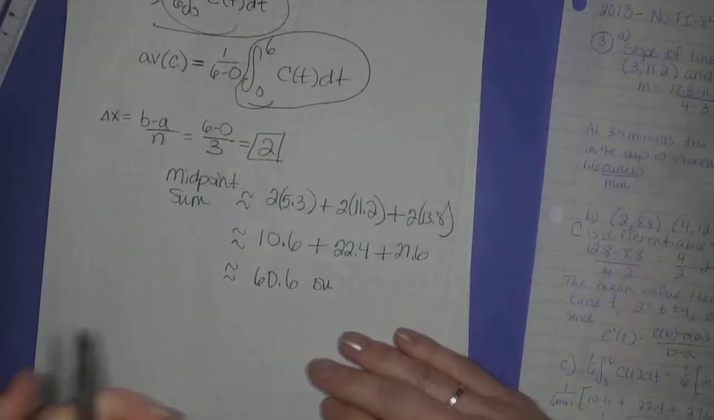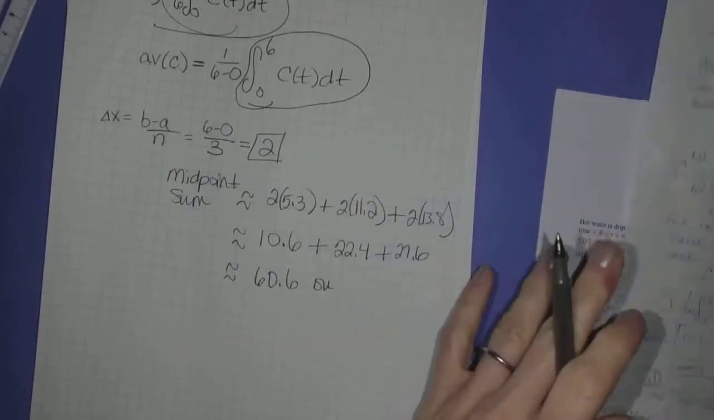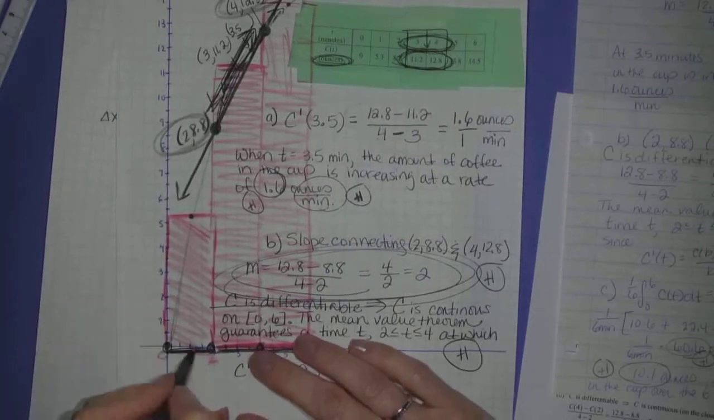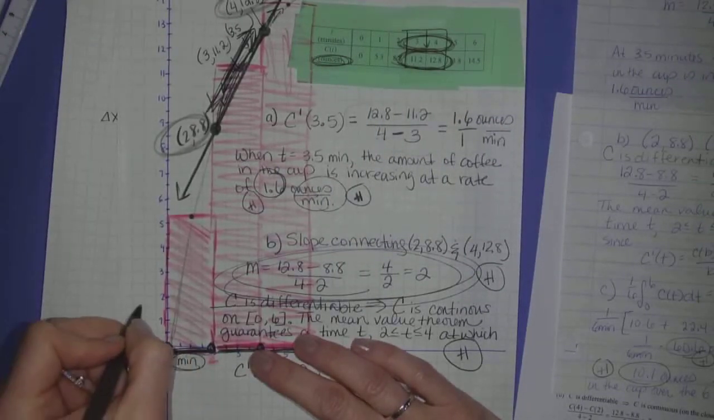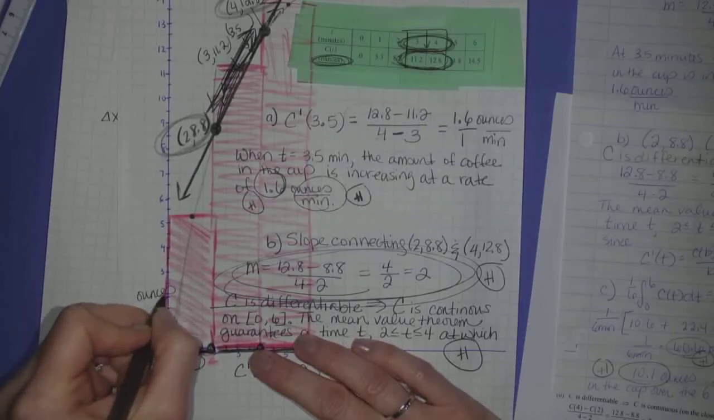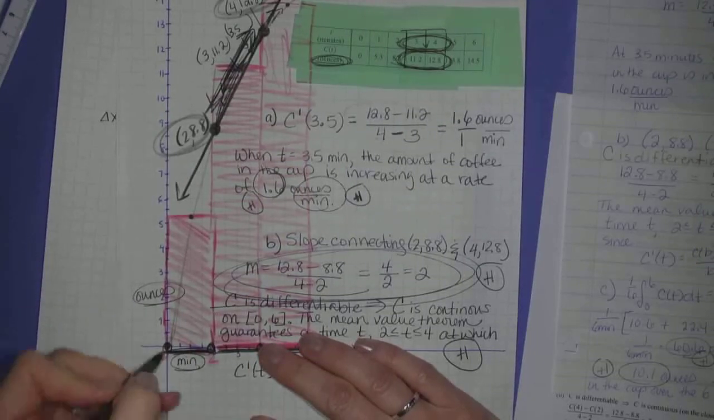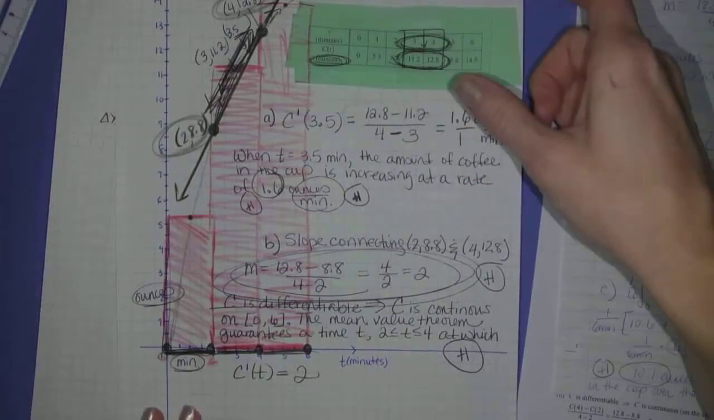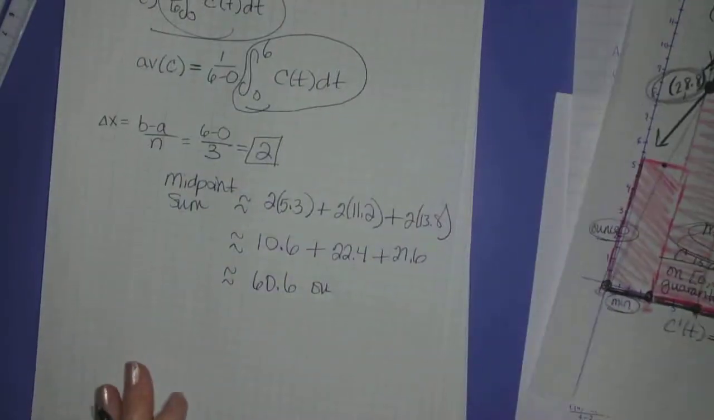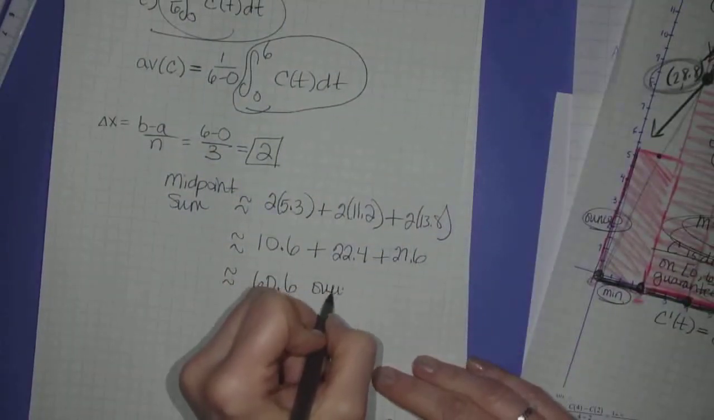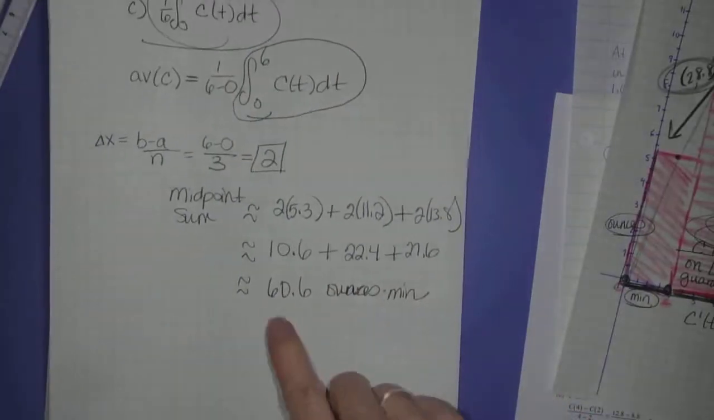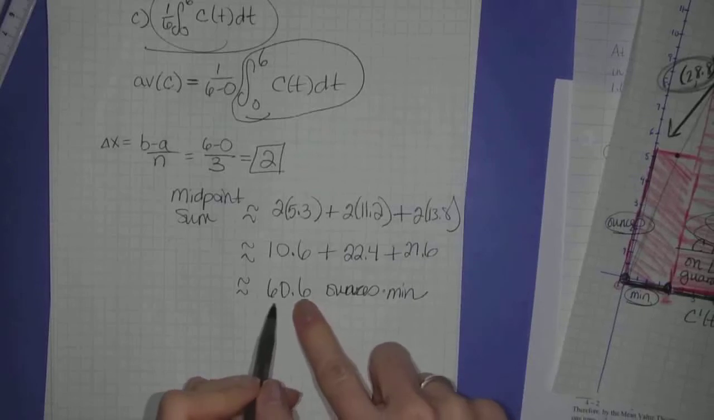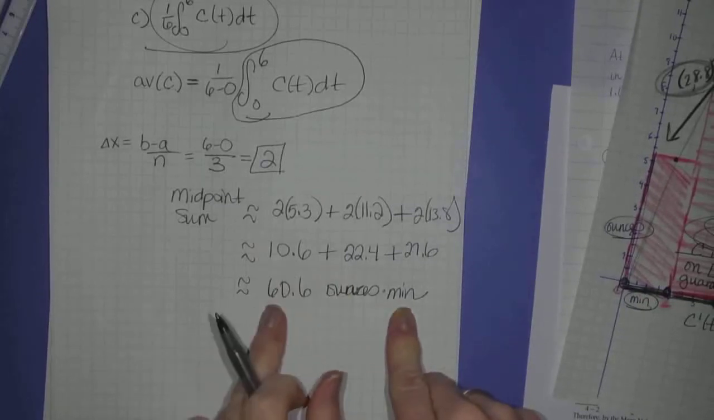You ready? This is interesting. It's going to be weird. Get ready. So, you know how this is measured in minutes? And this is measured in ounces? Well, when you multiply minutes times ounces, you get minute ounces. It's weird. Nothing cancels out. So these are ounces times minutes. I know that's weird. 60.6 ounces minutes, or 60.6 minutes ounces, but watch what happens.